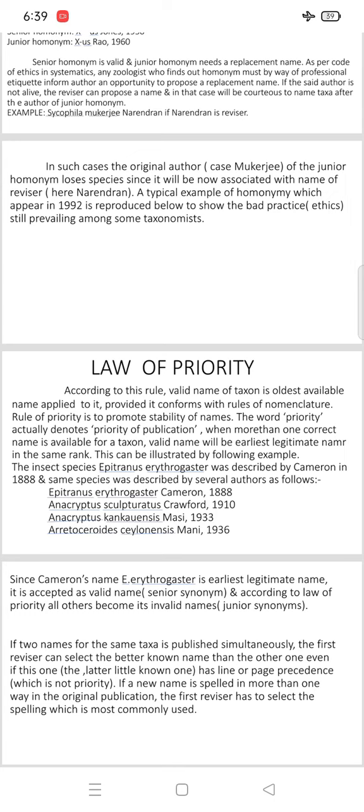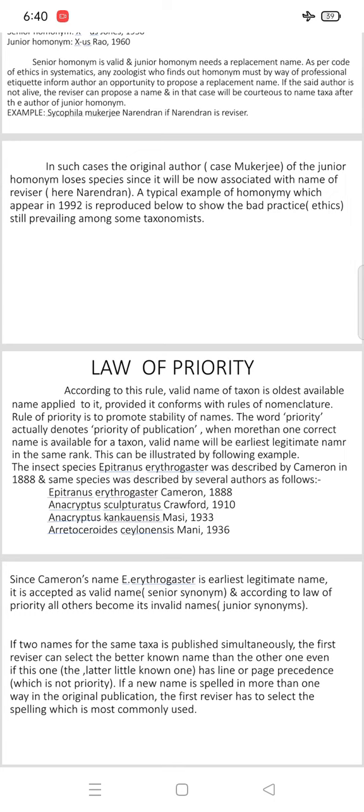For example, there is one insect called Epitranus erythrogaster, described by Cameron in 1888, and the same species was described by several different authors in different years. The first is Epitranus erythrogaster by Cameron in 1888. The same species was described by Crawford in 1910 as Anacryptus sculptranus, and by Massey in 1938 as Anacryptus canquensis. Then Aritocerodius ceylonensis by Mani in 1936. These four names refer to the same insect.